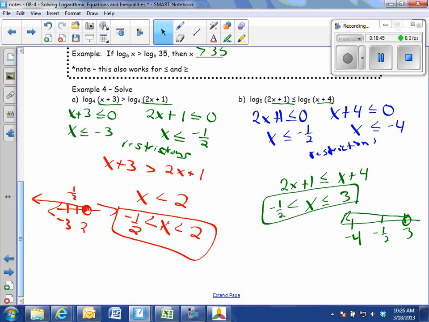In this case, these are our restrictions, what it cannot be. So it can go all the way up to negative half. That makes sense. It's the other side.